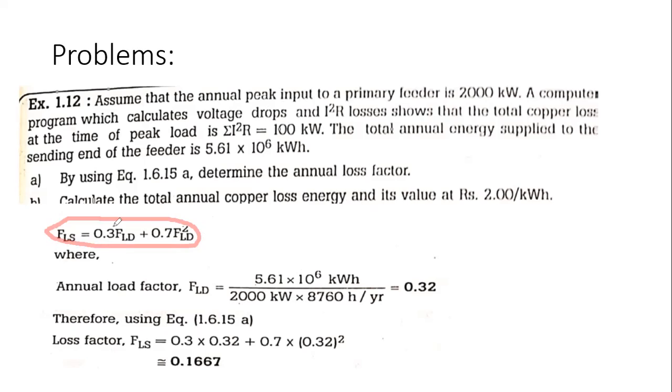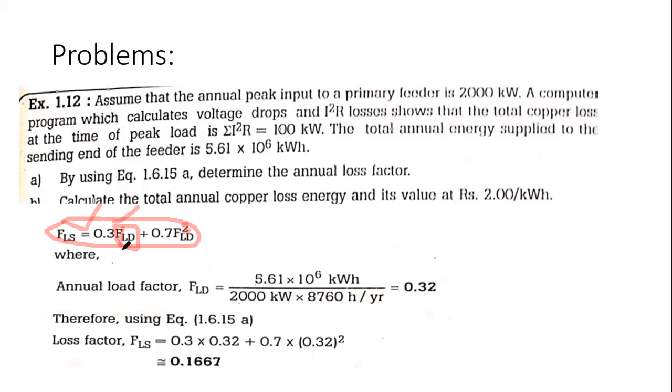What is meant by FLD? FLD is the load factor. This formula gives the relationship between the loss factor and the load factor, which we already derived in the previous class. That is, FLS is equal to 0.3 FLD plus 0.7 FLD square.